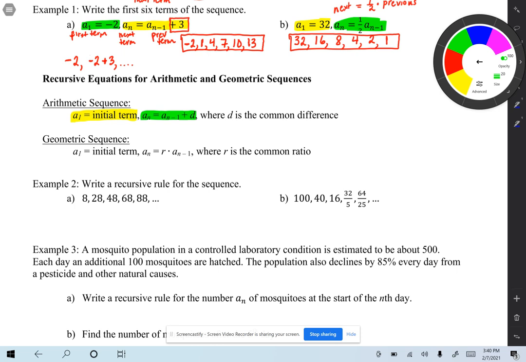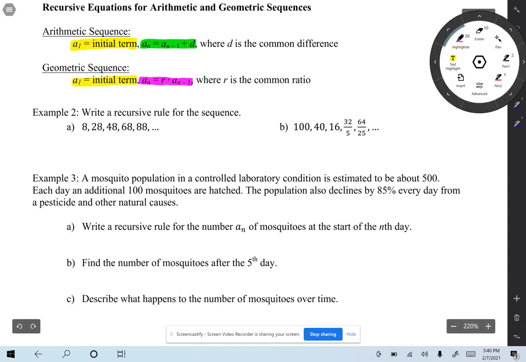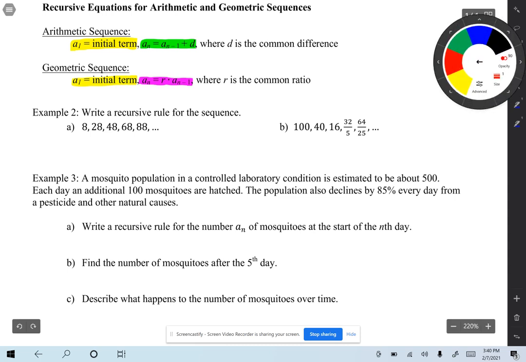So the D can be a positive or negative 1, but that's exactly how you would write an arithmetic sequence using recursive rules. For a geometric, you have the same first term, but the second part is the nth term or the next term is equal to R, which is a common ratio, times the previous number, where R is the common ratio. So it kind of tells you, and we're going to use that model to do example 2A and B. So example 2, we need to first figure out if it's arithmetic or geometric. So we need to go and figure that out. And so this looks like it can be an arithmetic, but let's figure it out.